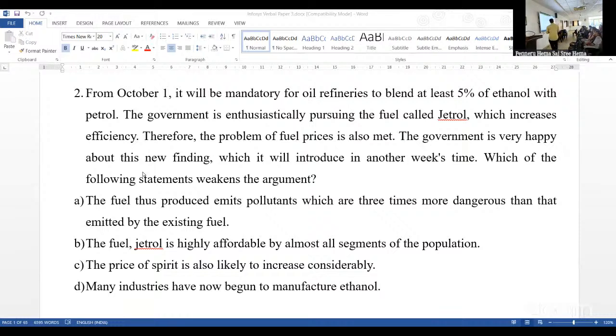From October 1st, it will be mandatory for oil refiners to blend at least 55% of ethanol with petrol. The government is enthusiastically pursuing the fuel called jetrol, which increases efficiency. Therefore, the problem of fuel prices is also met. The government is very happy about this new finding, which will be introduced in another week's time. Which of the following statements weakens the argument? Weaken means which will not support or which will diminish the stated argument.